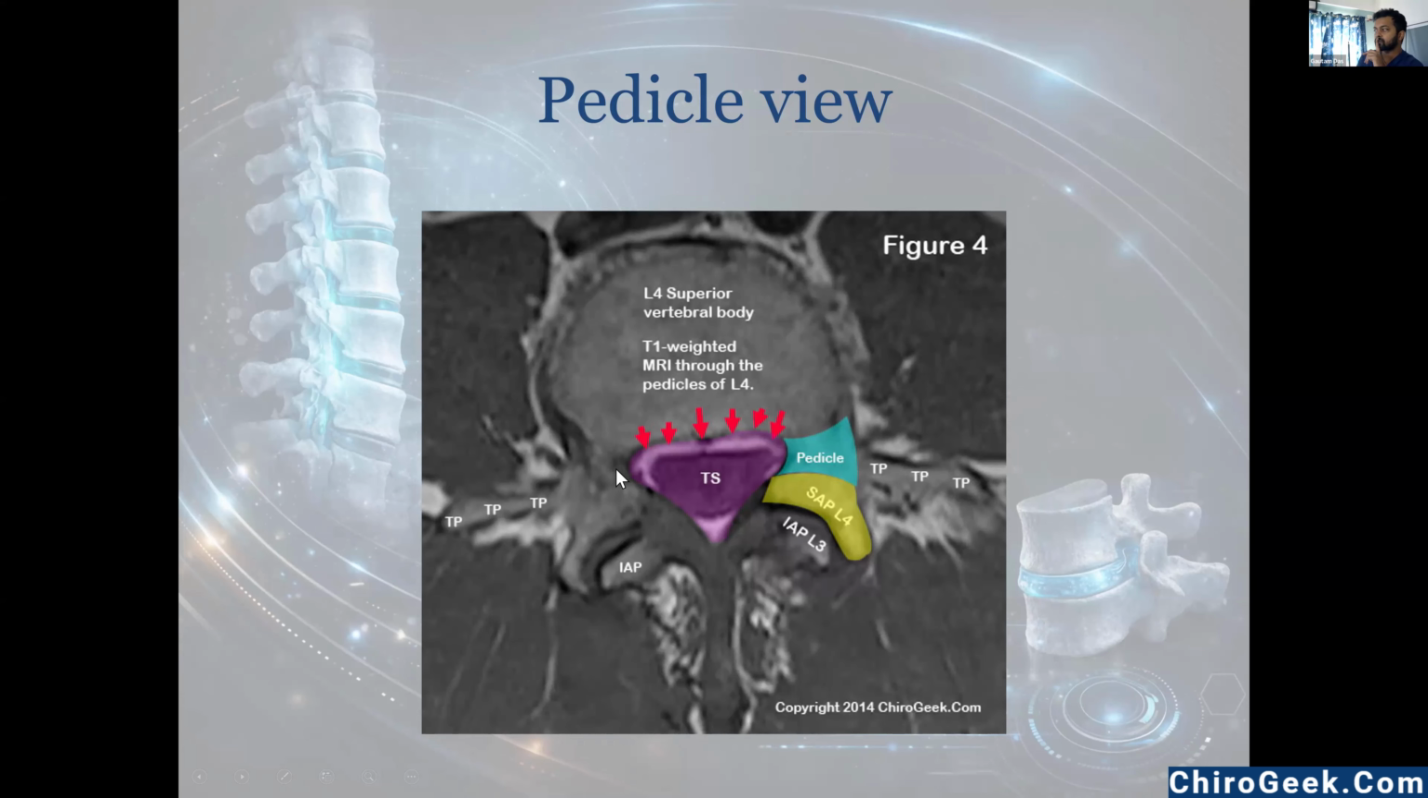Also, the intensity of the body and pedicle, you can see the disc will be like, outer will be black, inner will be white because of the annulus fibrosus and nucleus pulposus.